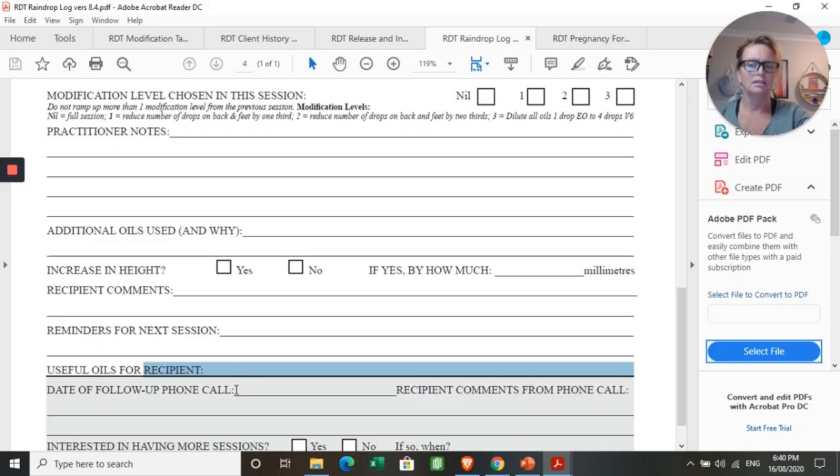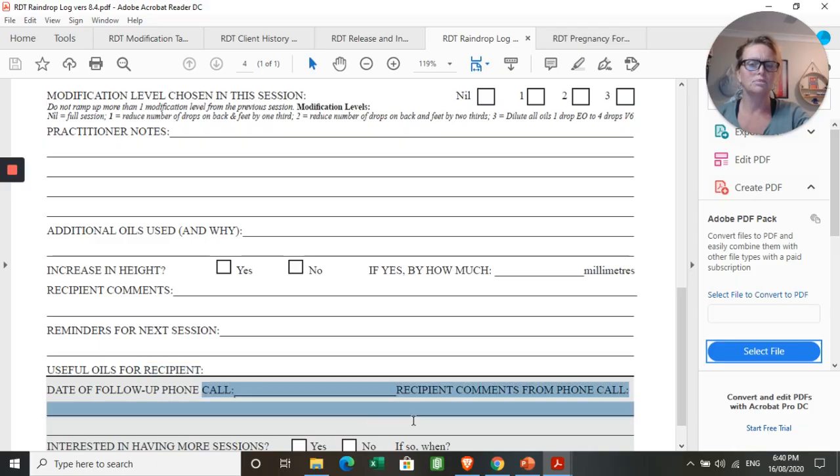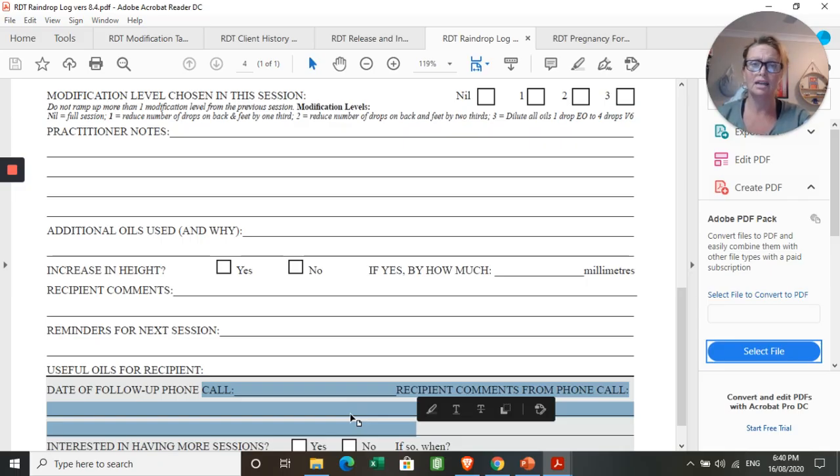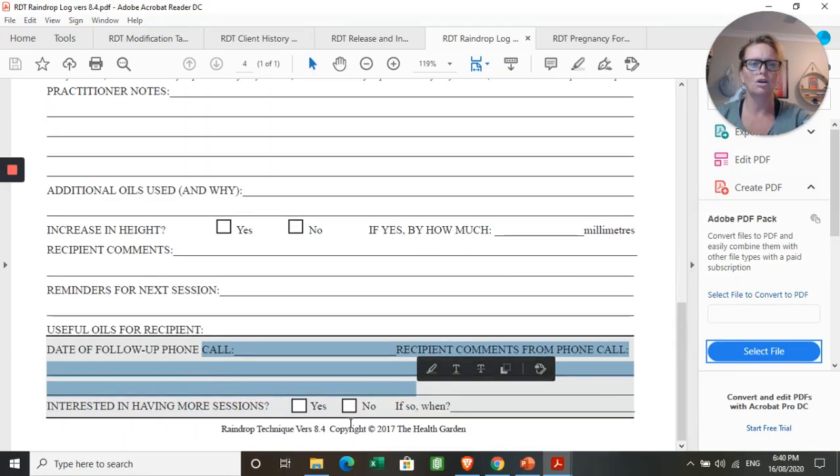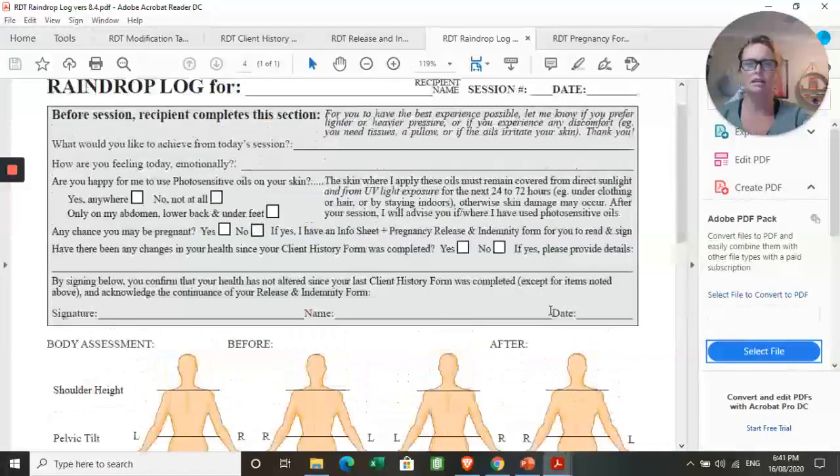Date of the follow-up call, this is an absolute must, guys. I want to see the date of the follow-up call and what the recipient had to say about it. It's really important that we demonstrate a level of aftercare when we give people Raindrop technique. So I'll be looking for that when I'm marking off your logged sessions. And then you're going to ask them if they're interested in having more sessions. And if so, maybe when. Sometimes people say in a month, or, fortnight, or something to that effect. Okay? So that's our Raindrop log.